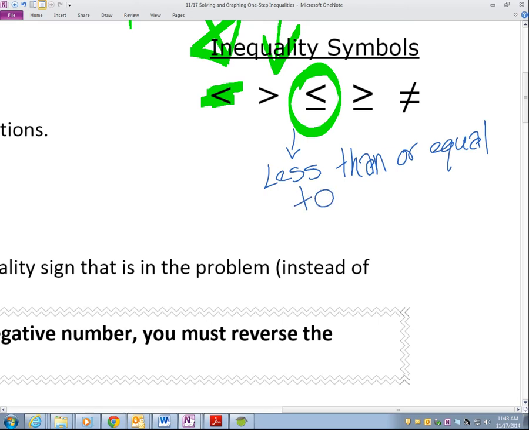And the reason why it's less than or equal to is because when we're solving for a variable in an inequality, we need to represent all numbers that it could be. Less than or equal to. So if this means less than or equal to, what does this one mean, you suppose? Well, greater than or equal to. You are correct.